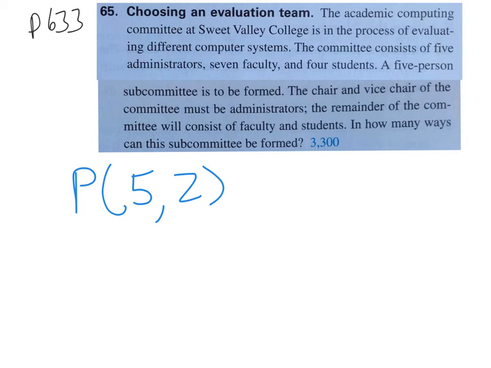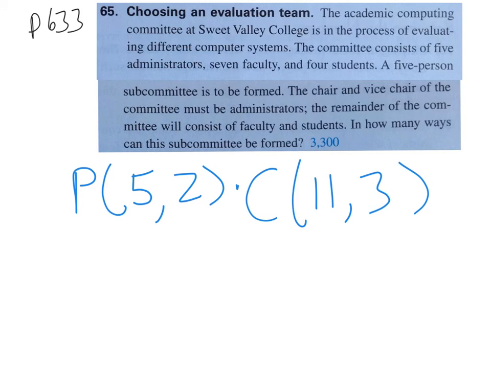It says the remainder of the committee will consist of faculty and students. Right? It doesn't say any other specific roles here. There's 3 other people to go on this committee, right? Because it's a 5-person committee. So the remaining 3 people can be anyone from the faculty and students. Well, there are 7 faculty and 4 students. That's 11 people in total. And the order is not going to matter. So we're going to do a combination. 7 faculty and 4 students, that's 11 to choose from. 11 people out of the faculty and students. And we have to choose 3 remaining committee members because they said they wanted a 5-person subcommittee. Right? And we are going to multiply this all together just like last time.